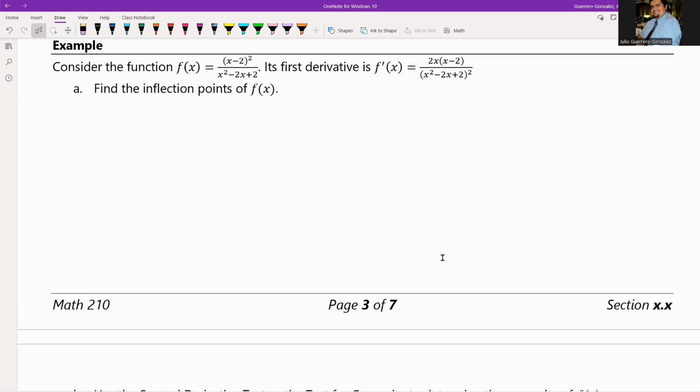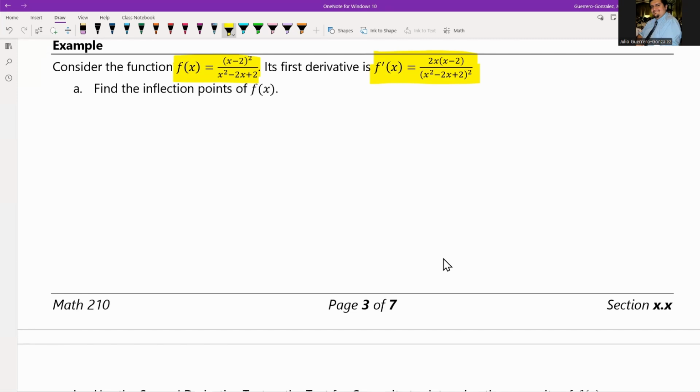I'm going to continue on from the example that I did, the very first one that I did. You guys hopefully recognize this function right here. We did its first derivative already. That's this. I need to find the inflection points. That means I need to find the second derivative, set it equal to 0, or find when it's undefined.